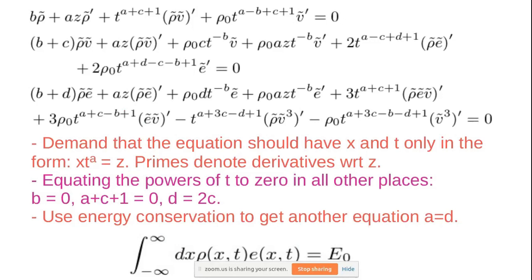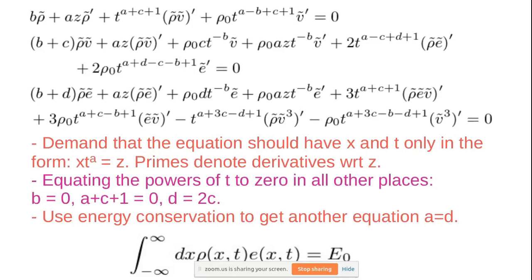Thus, we have equated the powers of t to 0 in all other places, and we find a solution of b equal to 0, a plus c plus 1 is 0, and d equal to 2c. We are still short by one equation because we still need to find the value of a, c, and d. This can be done by using the energy conservation equation, which demands that the total energy should be independent of time. Then we get another equation, a equal to d.